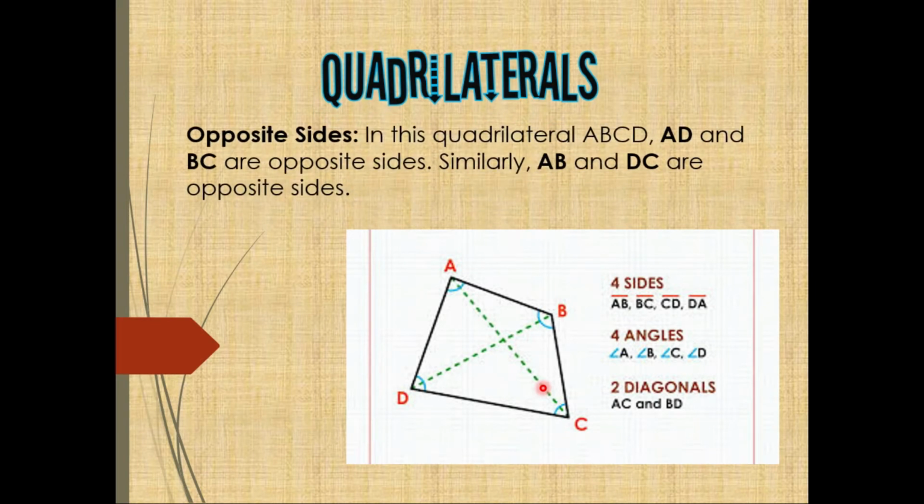Now next is opposite sides. So what are the opposite sides in this quadrilateral ABCD? AD and BC are the opposite sides. Similarly, AB and DC are the opposite sides because they are not sharing any common endpoint between them.